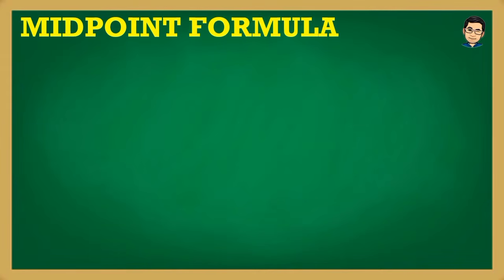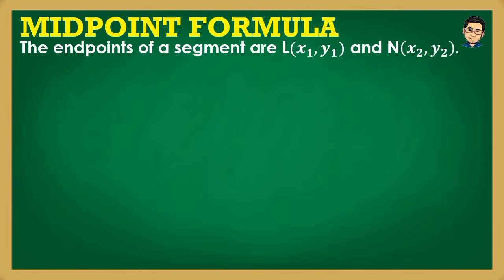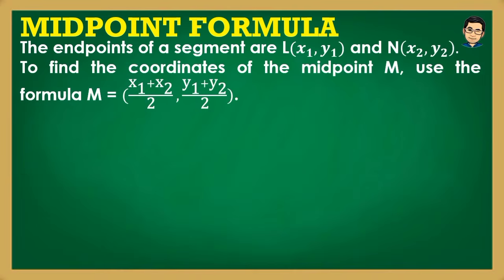So let us have the midpoint formula. The endpoints of a segment are L, whose coordinates are x sub 1, y sub 1, and N, whose coordinates are x sub 2, y sub 2. To find the coordinates of the midpoint M, use the formula: M is equal to x sub 1 plus x sub 2 over 2, and then y sub 1 plus y sub 2 over 2. Yan po yung coordinates ng M, yung midpoint.